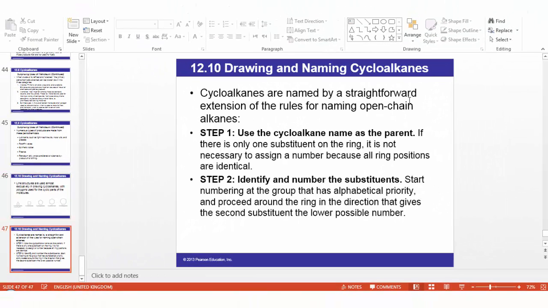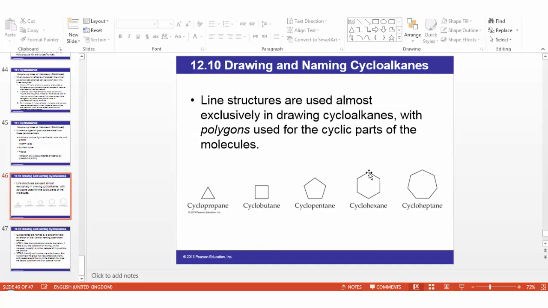Cycloalkanes are named by a straightforward extension of the rules for naming open chain alkanes. As I said, step 1, use the cycloalkane name as the parent. If there is only one substituent on the ring, it is not necessary to assign a number because all ring positions are identical. If we go back here, if you put chloro at any of these 6 positions, this is called chlorocyclohexane. If you put bromo, it's called bromocyclohexane, and so on.